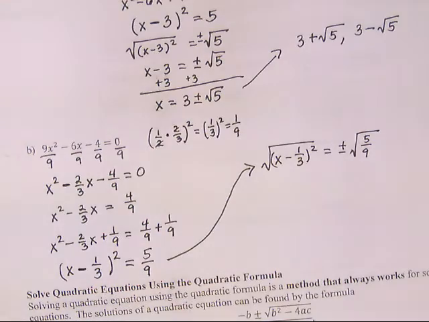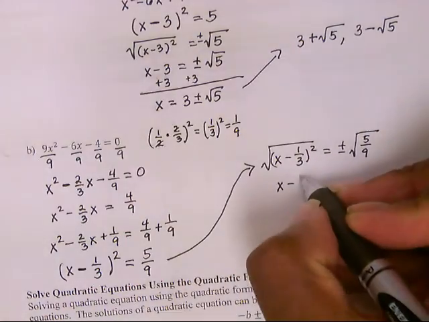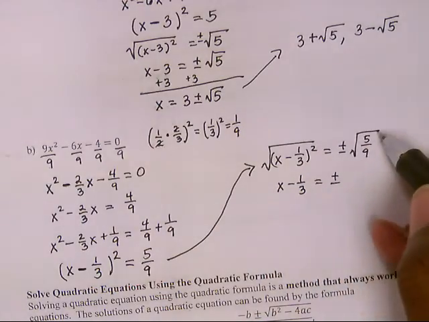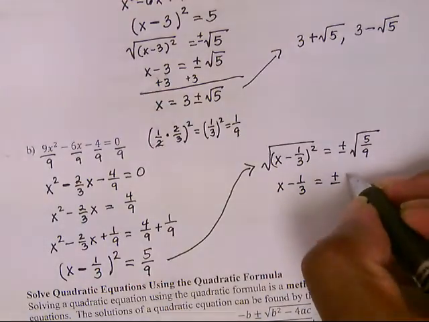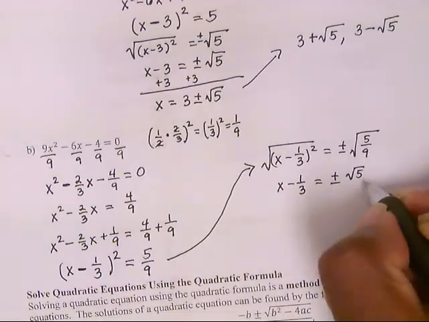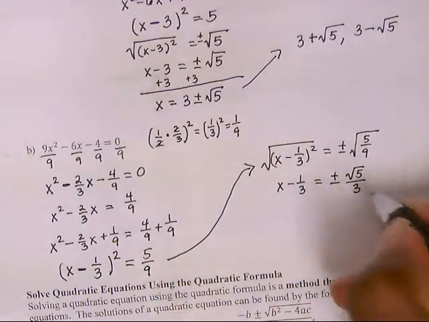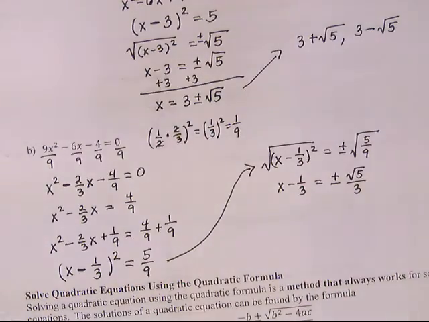Now the square root of x minus 1/3 quantity squared will be x minus 1/3 equal plus or minus. I can't take the square root of 5, so I need to leave that 5 underneath the radical. But I can take the square root of 9. That's going to be 3. So I got x minus 1/3 equaling plus or minus square root of 5 over 3.